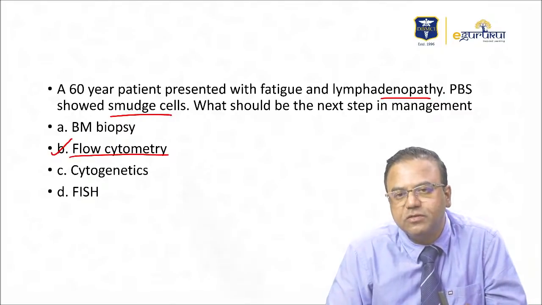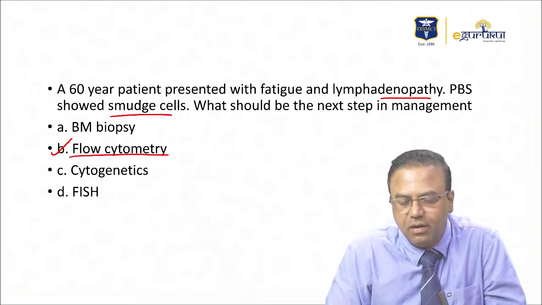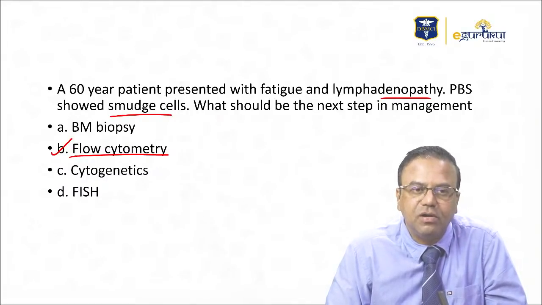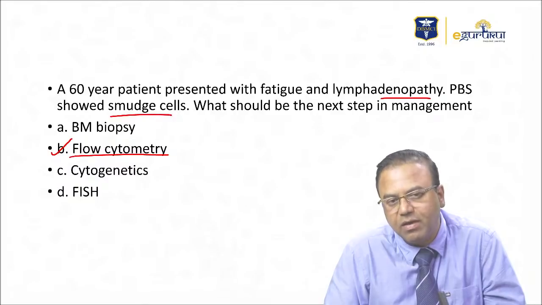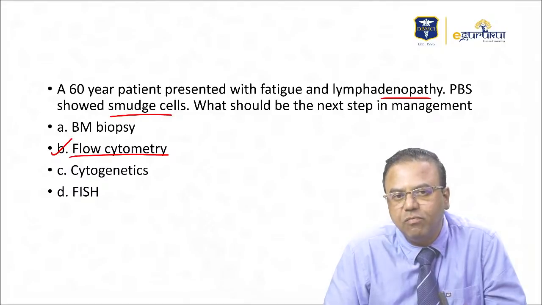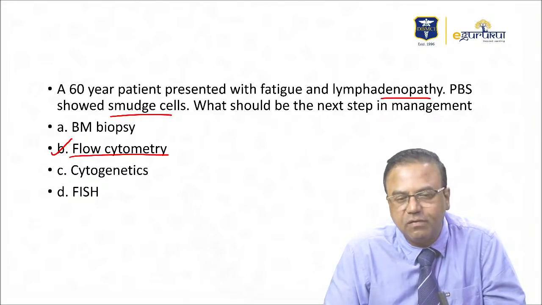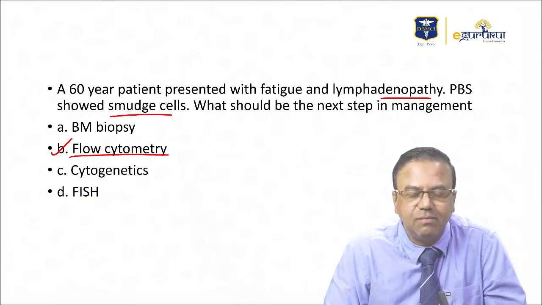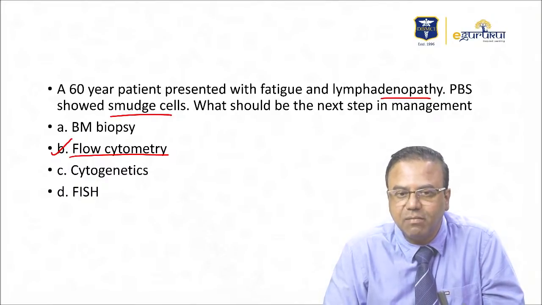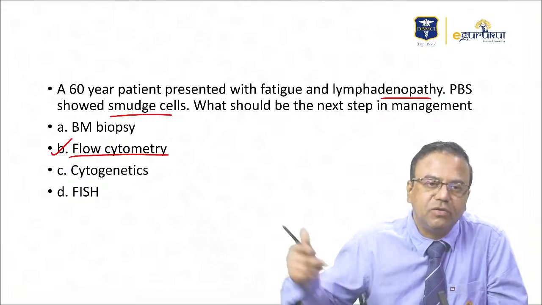Okay, whenever you see a peripheral smear showing features suggestive of CLL, the next step is to get a flow cytometry. The main thing you're focusing on is the combined B-cell T-cell marker. Your main point to differentiate from mantle cell lymphoma is whether CD23 is positive or negative. So CD23 should be positive here. CD5 should be positive with a T-cell marker. CD19, CD20 are B-cell markers.